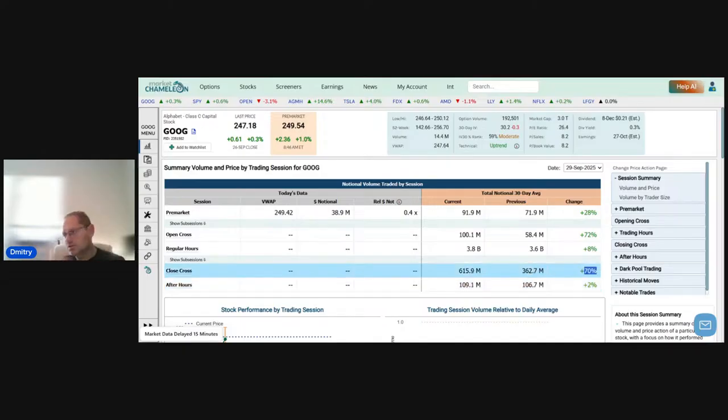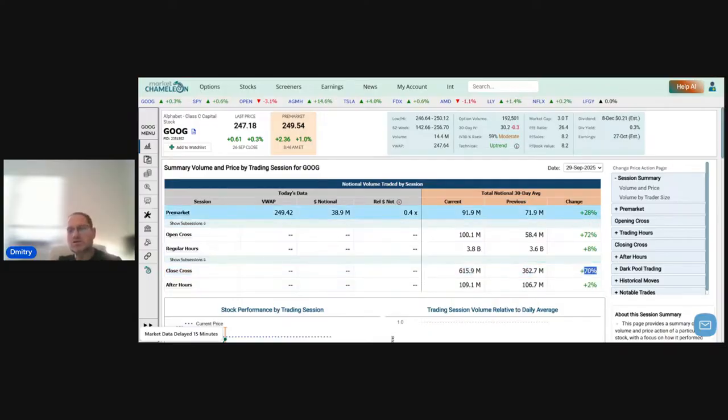Closing cross, that could indicate more units being created that involve Google. So it's not necessarily just Google itself, but there could be more units being created in index funds or certain strategies or hedge funds, ETFs that have Google in it. The pre-market activity shows that there are more eyeballs on it, even pre-market, ready to take action even before regular trading hours.